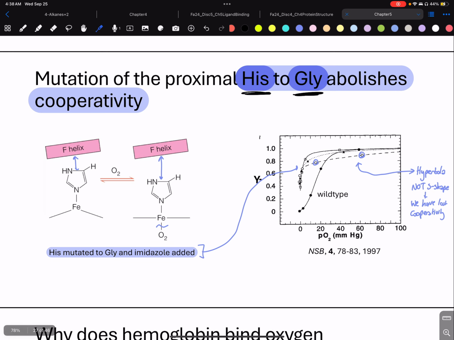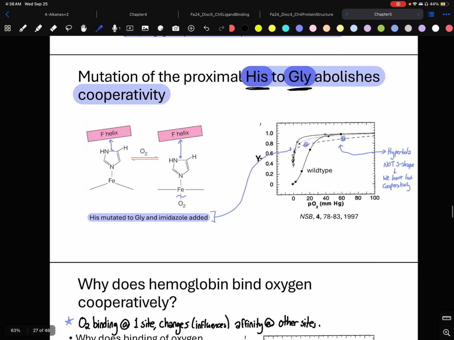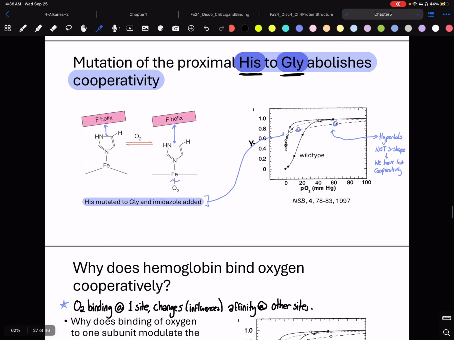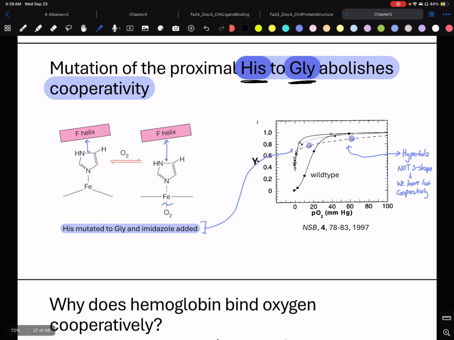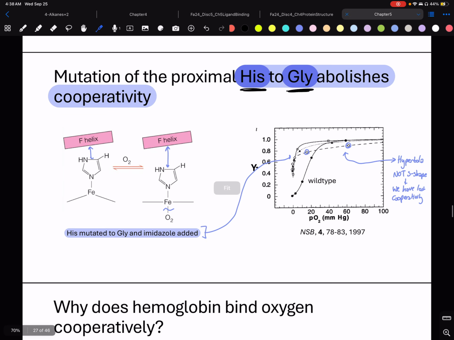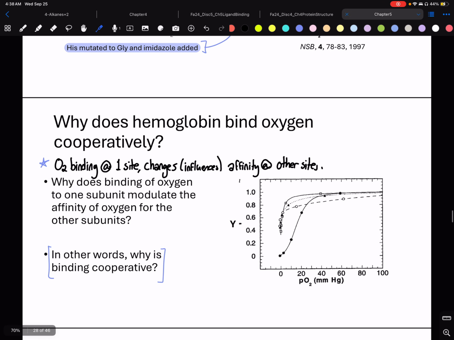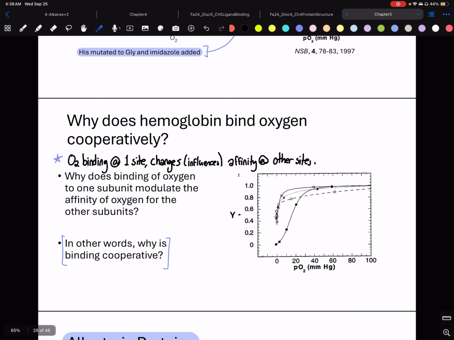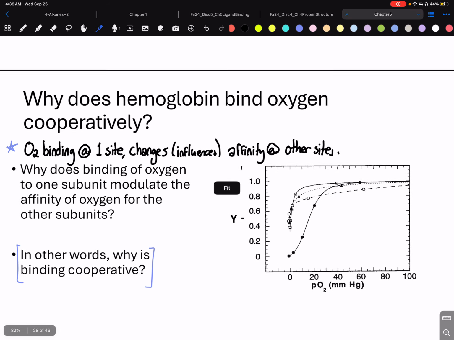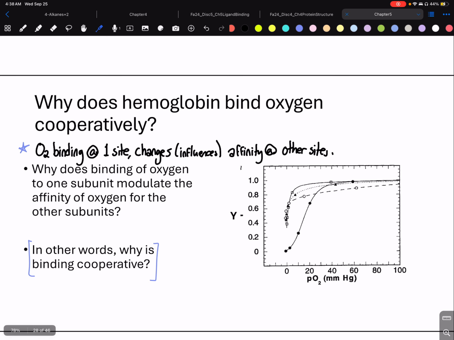We talked about how the mutation of the proximal histidine to glycine abolishes cooperativity. We'll talk about what cooperativity is in a second. And it kind of makes this hyperbola curve right here, which indicates that we have lost cooperativity, which is when oxygen binding at one site influences affinity at other sites. So this is heavily implied to be a function of hemoglobin, specifically just because myoglobin only has one site.